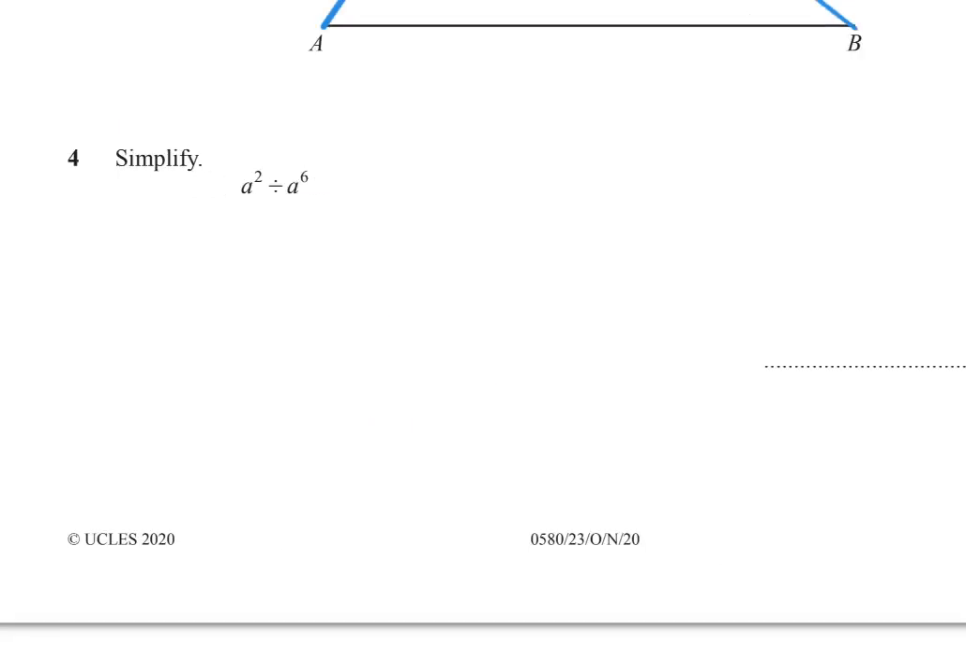Number 4, simplify a power 2, divide a power 6. Subtract the powers, so 2 minus 6, so a power negative 4. This can be written 1 over a power 4.